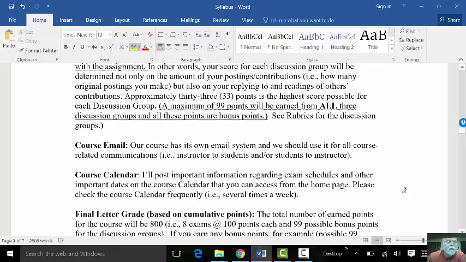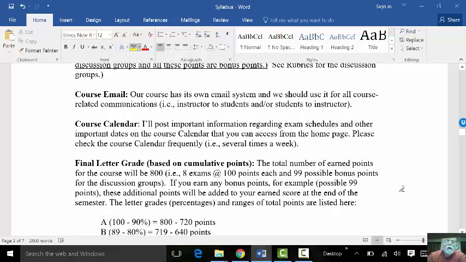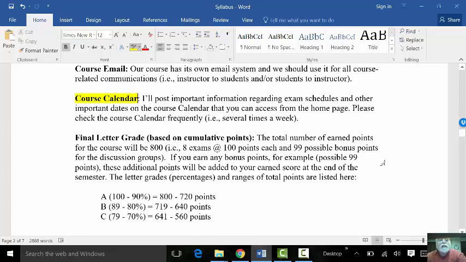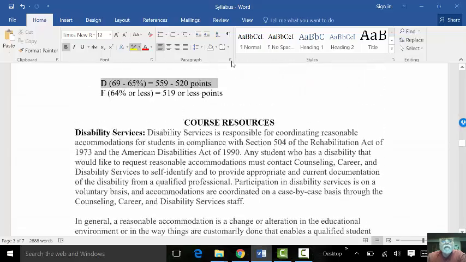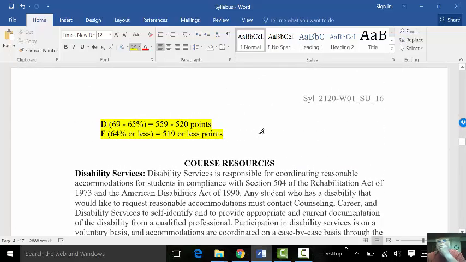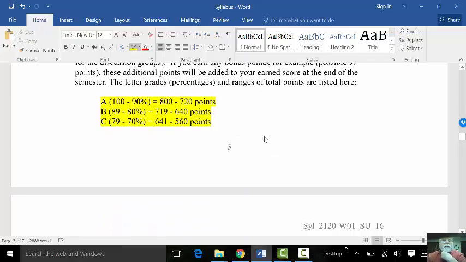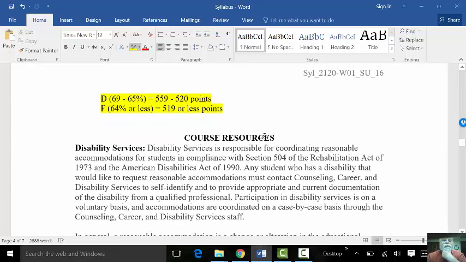Our course has an email system. We have a calendar that we hold to. If you are going to be away for anything, let me know before you leave so that I can make arrangements. Don't contact me after an exam closes, because once it closes, it's done. Final grade, a very simple, straightforward 800-point grade. This is without the bonus points. Bonus points will be added at the end of the semester.